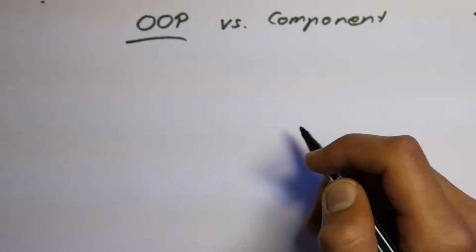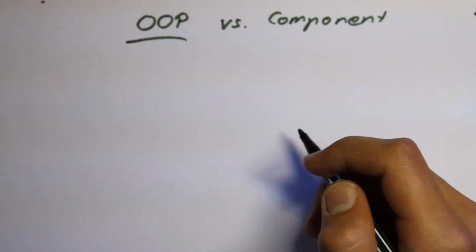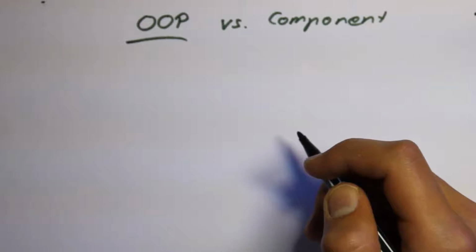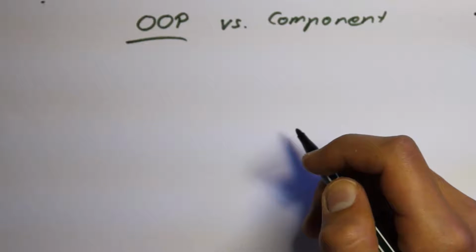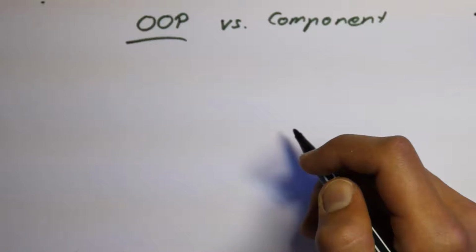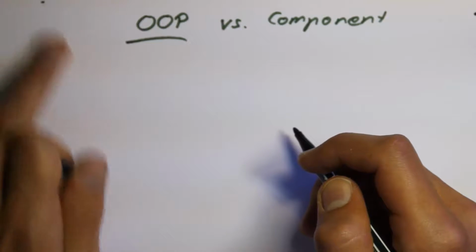So basically, OOP stands for Object-Oriented Programming, and that's basically what you do in Java, for example, all day long. You model your game out of classes, so each game object is an actual Java object based on an actual Java class, for example.